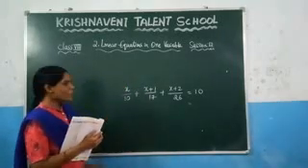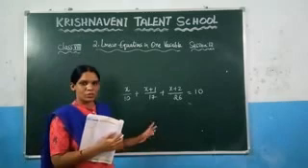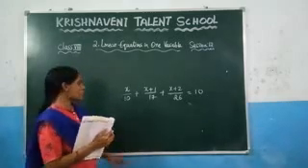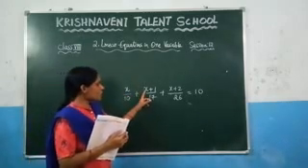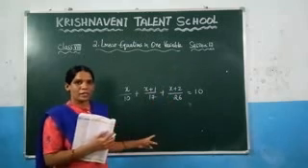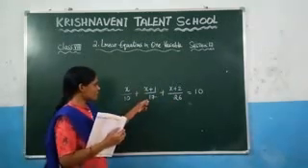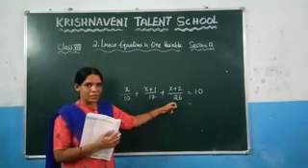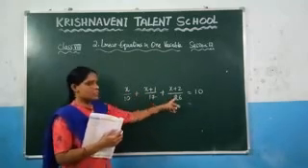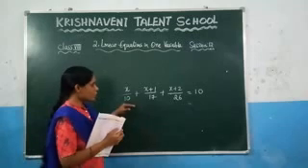What they said here, find three consecutive numbers. You don't know what those consecutive numbers are. Let us consider them as x, x plus 1 and x plus 2. And they said that if these consecutive numbers are divided by 10, 17 and 26 respectively, the sum of their quotients is equal to 10. Now here we got the equation.